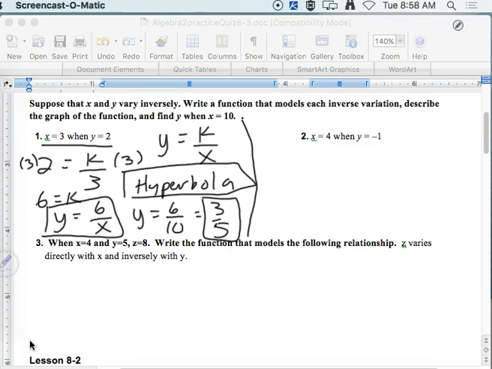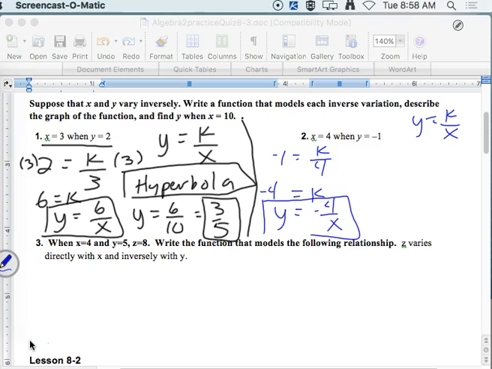Alrighty, so number 2 should be much easier. You should be able to help me out more with this one, right? So what do? Put them in. So what's k? -4. So y equals -4 over x. There's part 1. Part 1 was write a function that models that inverse variation. Describe it. It's a hyperbola.